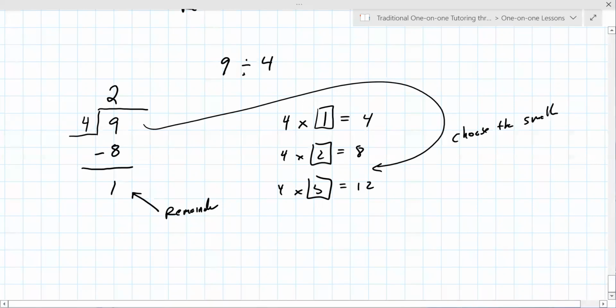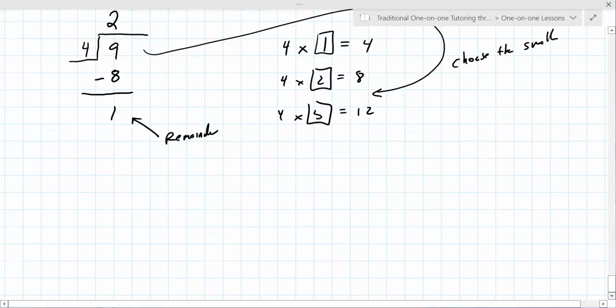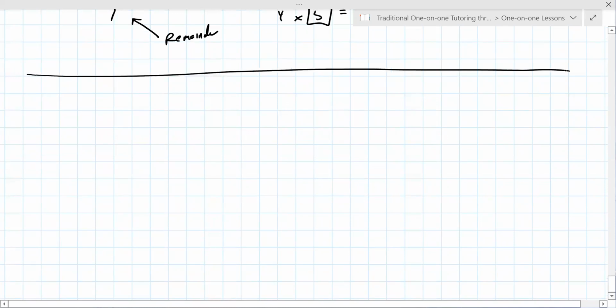Okay, so I'm going to have you try one on your own now. You've got this down in your notes, hopefully. Yes. Okay, so let's have you try this one. What is 7 divided by 2? I want you to try that one on your own, please.